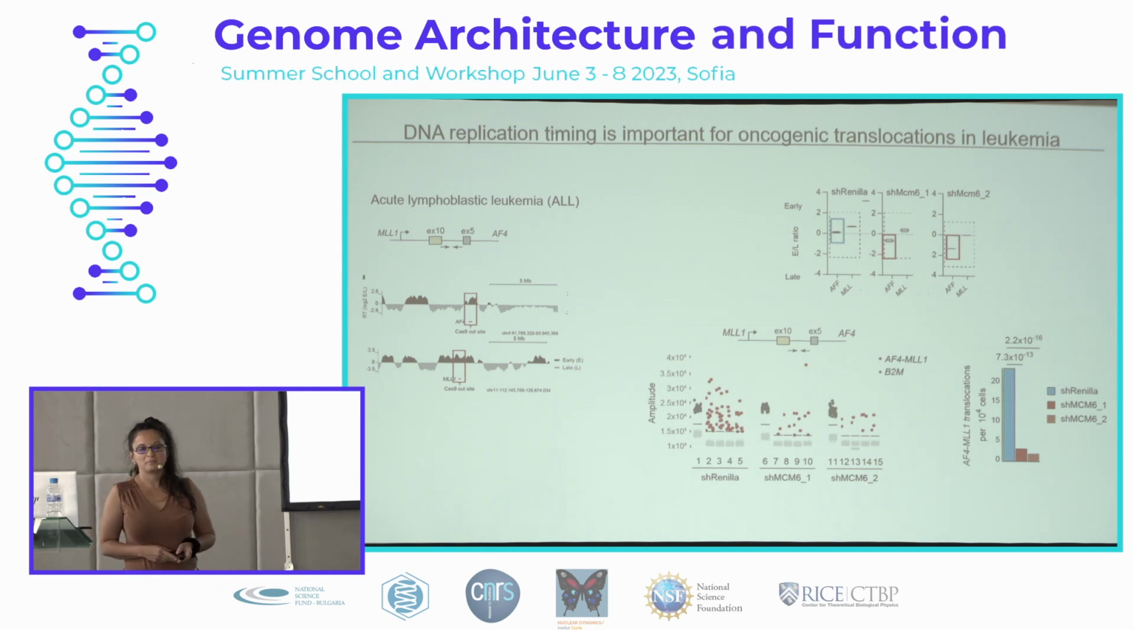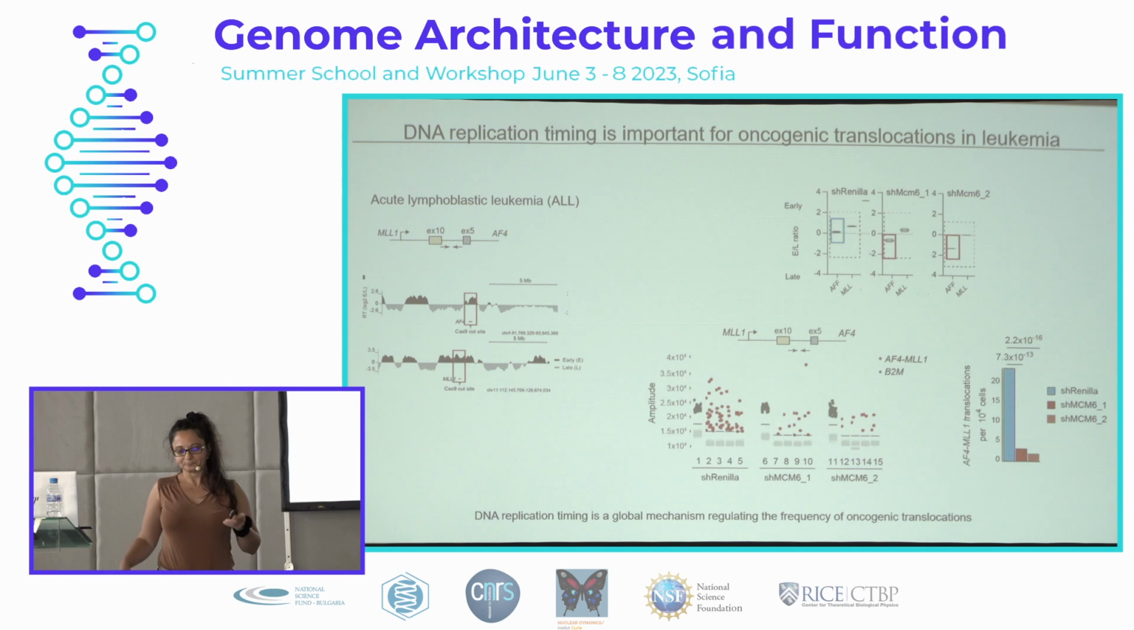And to summarize what I told you, DNA replication timing is a global mechanism. We don't only see this in this model, but we checked a few different leukemia and lymphoma models, and we see the same: when genes which are translocating replicate at the same time, and we modulate the replication timing, then we decrease the translocation frequency. So the replication timing is a global mechanism in this process.